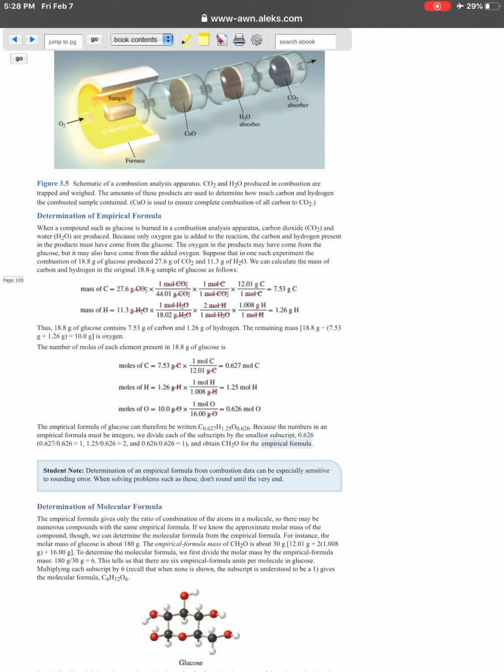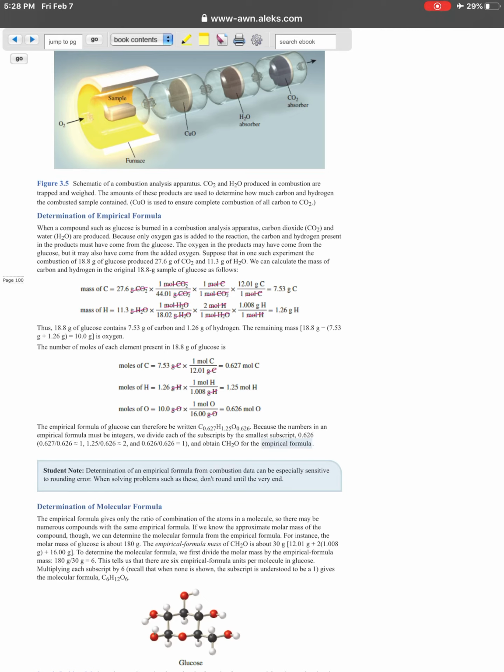So notice what we're doing. We're taking the mass of CO2 that was produced, and from that we're calculating the mass of carbon that was in that CO2. However, that 7.53 grams of carbon that was in the CO2 is the 7.53 grams that was in the original sample, 18.8 grams of glucose. Then we do the same thing for hydrogen using water.